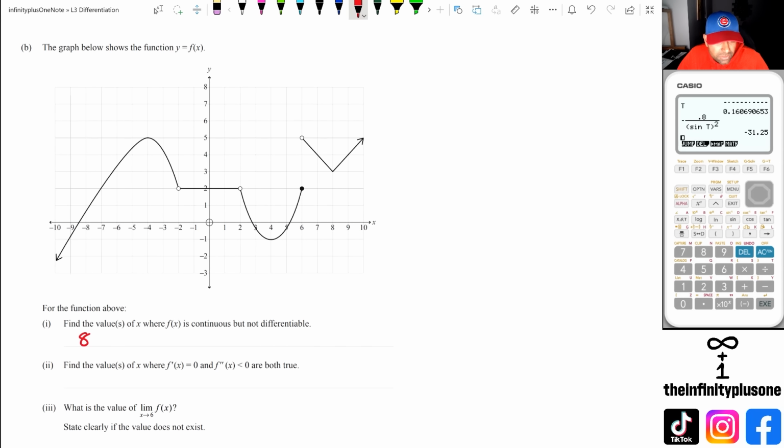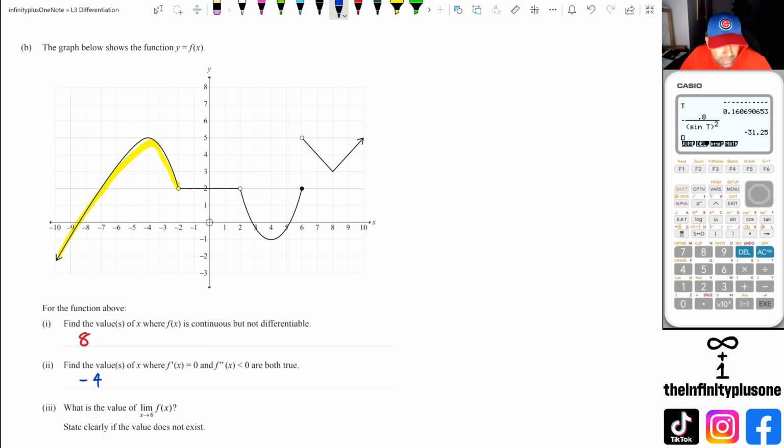Find the values of x where f dash of x is continuous but not differentiable. No, I didn't read that right. Oh no, that's part 1. I was like, hang on a minute, I just did that. All right, find the values of x where f dash of x is equal to 0 and it's concave down. The only point I can look at for concave down is this part here. So this part is concave down, and the gradient is equal to 0 at minus 4.